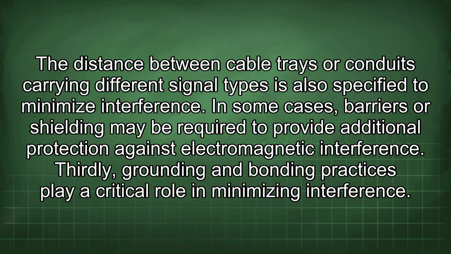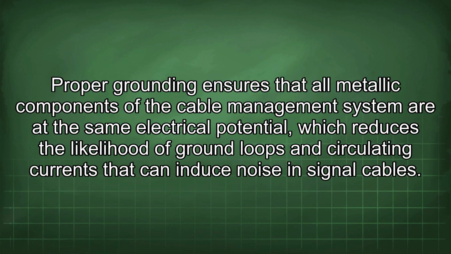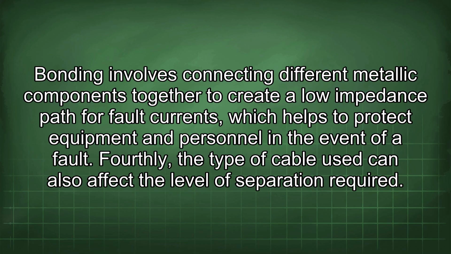Thirdly, grounding and bonding practices play a critical role in minimizing interference. Proper grounding ensures that all metallic components of the cable management system are at the same electrical potential, which reduces the likelihood of ground loops and circulating currents that can induce noise in signal cables. Bonding involves connecting different metallic components together to create a low impedance path for fault currents, which helps to protect equipment and personnel in the event of a fault.